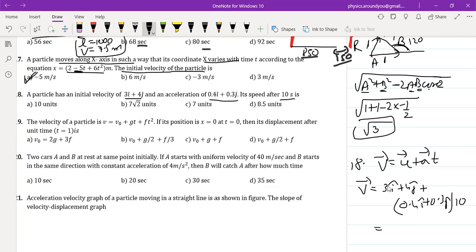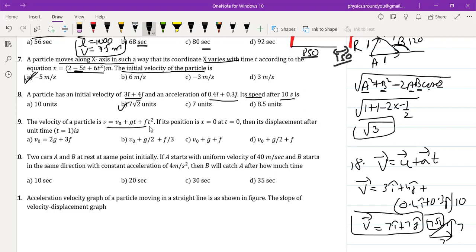T is 10. I collect all the i components together. 0.4 into 10 is 4, 3 plus 4 is 7i, as well as 0.3 into 10 is 3, 4 plus 3 is 7j. So I get the final velocity vector as 7i plus 7j. But they're not concerned about velocity vector. They want its magnitude because they're asking for speed. How to find the magnitude from this information? 7 to the x, 7 to the vertical. So the magnitude is square root of 7 square plus 7 square. That would be around 7 root 2. So the answer for this question would be 7 root 2, B.